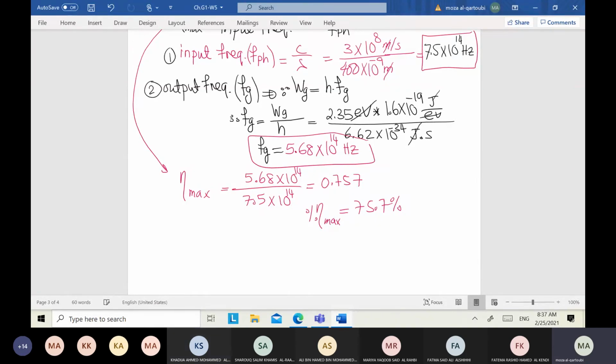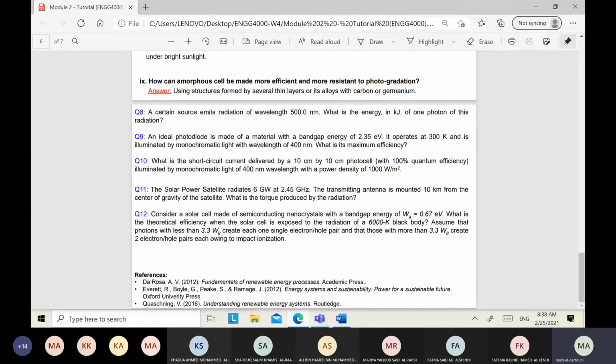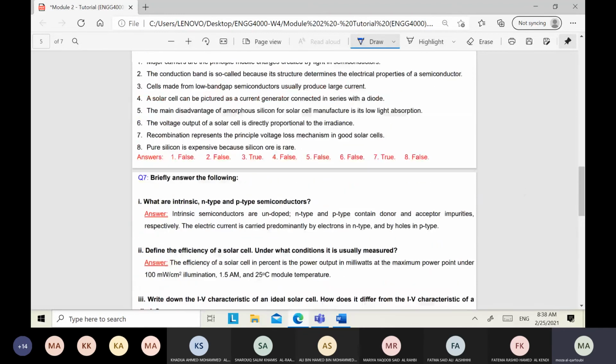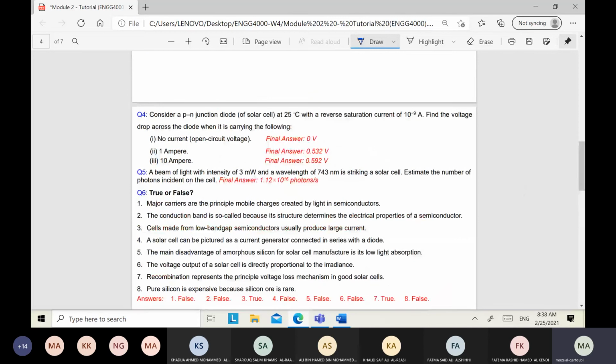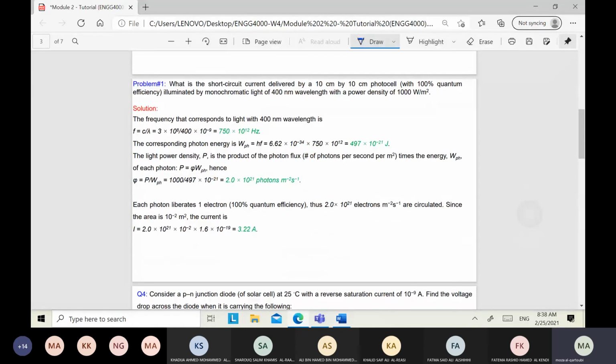Okay, clear? For our tutorial, we have now finished question number 8 and question number 9. Question number 8 is repeated. It is the same as question number 3 in the same tutorial, and the same as Problem 1, which was given with a detailed solution.